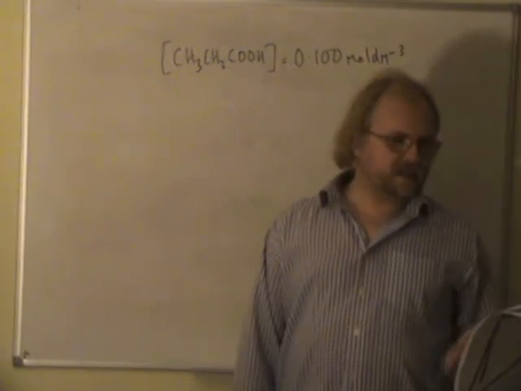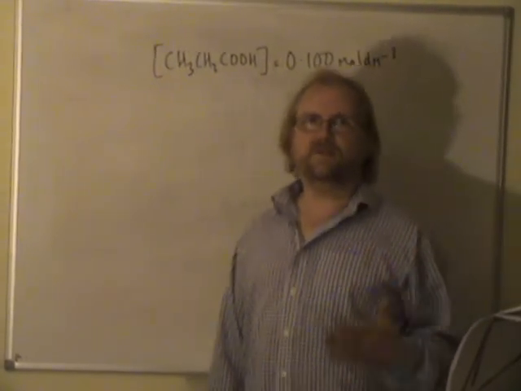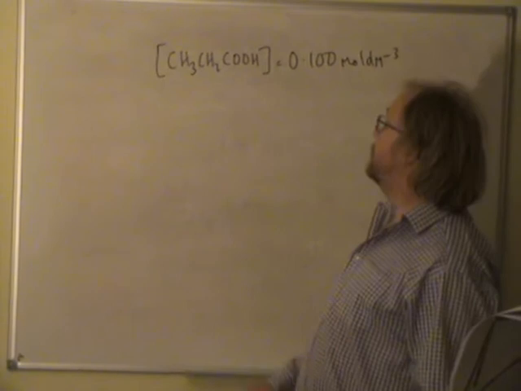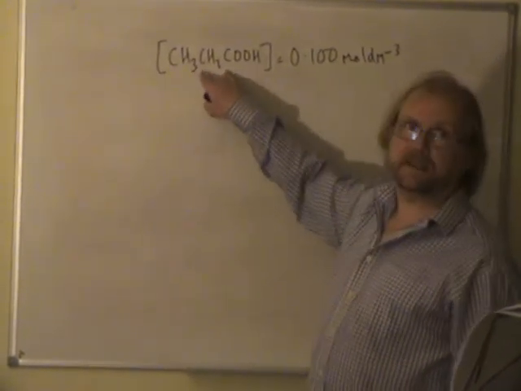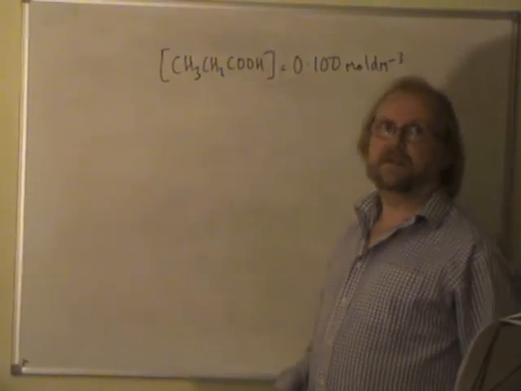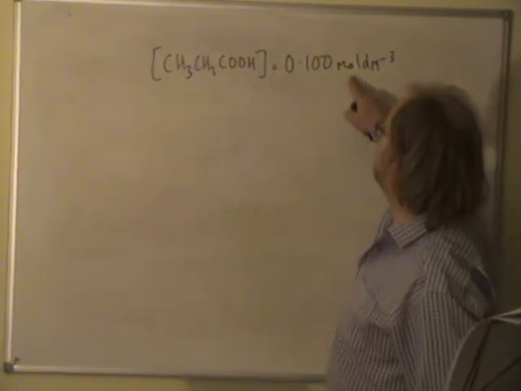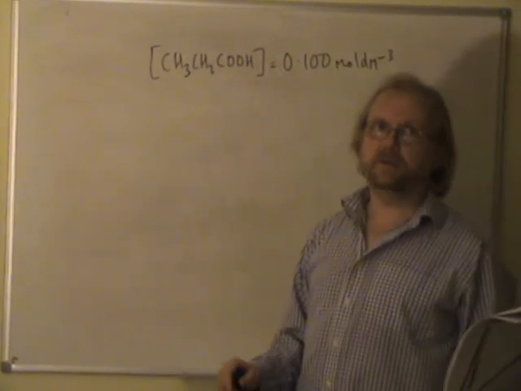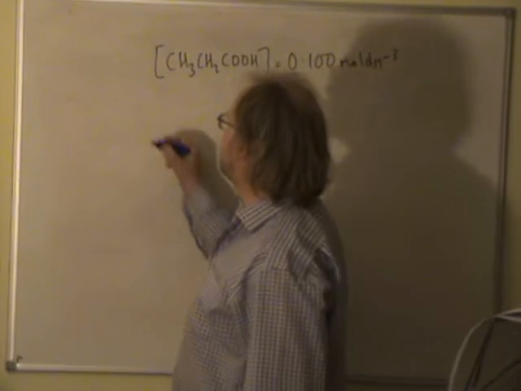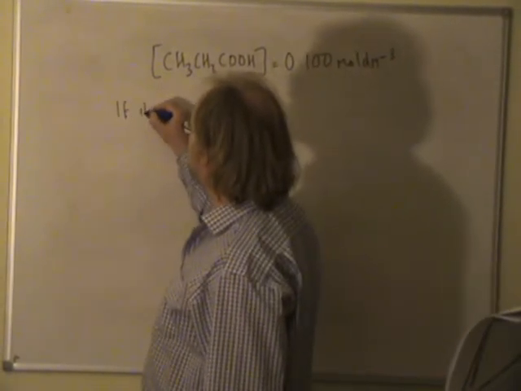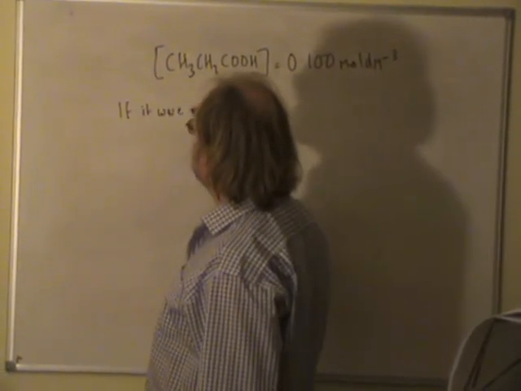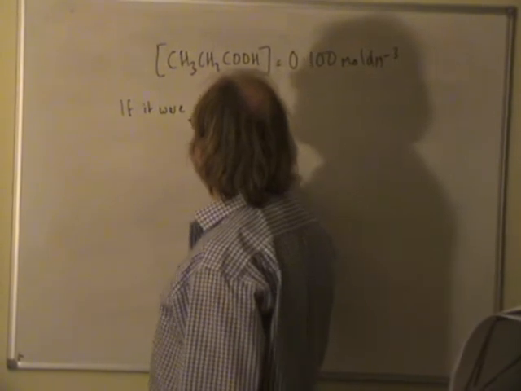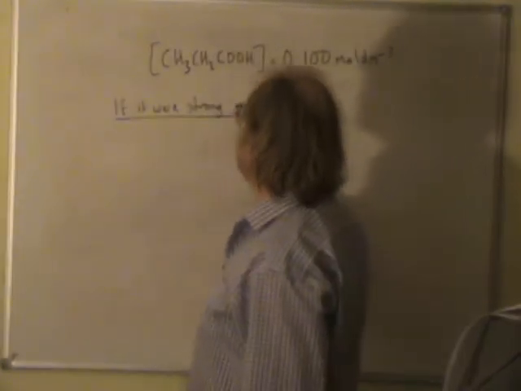Okay, the first part of question 3 is quite a clever little question, just asking how you could use a single pH measurement to show that this acid, propanoic acid, is a weak acid rather than a strong acid. We've got this solution with a concentration of 0.1 molar, and the way to think about it is to start with the strong acid case, because that's the easy one where we can easily calculate what the pH would be.